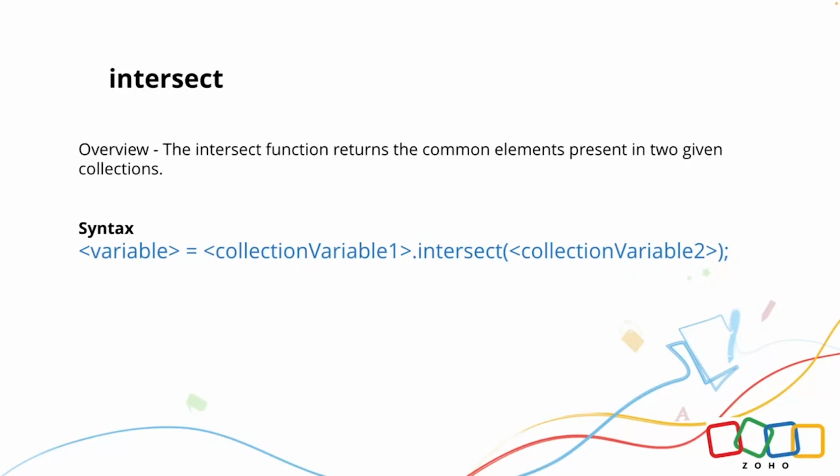Now, talking about the intersect function, this function returns the common elements which are present in two different collections. Let's say we do have two different collections, and this is the syntax for it. We have a collection variable, and we'll use the intersect function to get the common elements which are present in two different collections.